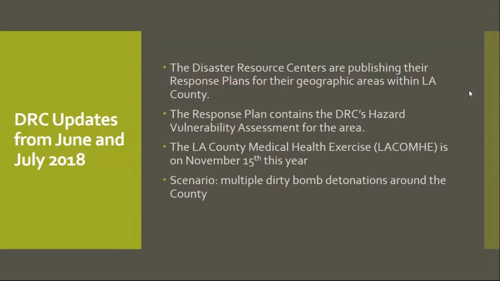So the disaster resource centers are publishing their response plans, like we mentioned earlier. The response plan is typically a 40-page, 50-page document, but it explains from soup to nuts how a response would work in the DRC's coalition area. That would include different healthcare sectors, including clinics, and working on getting long-term care in there. And within that is the DRC's hazard vulnerability assessment.